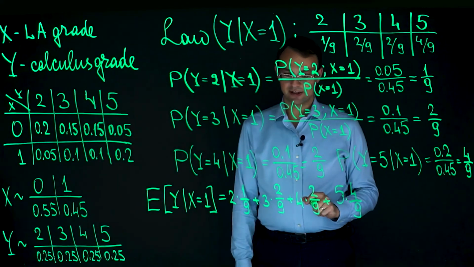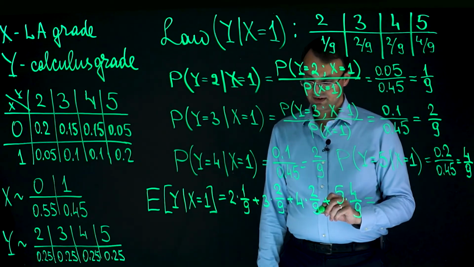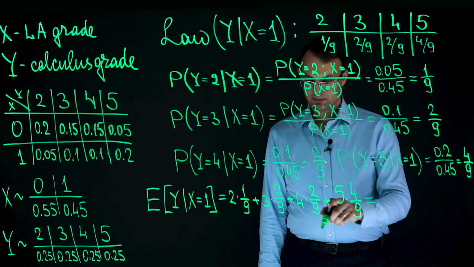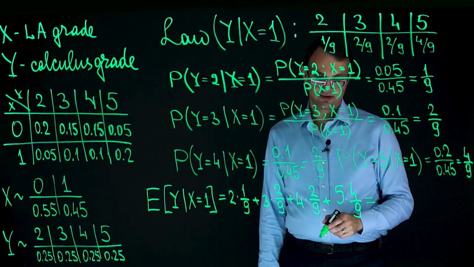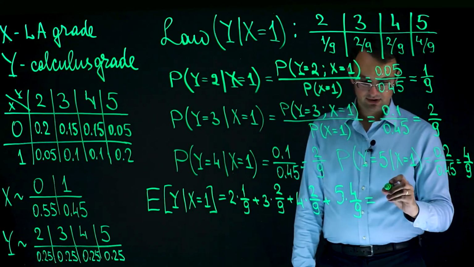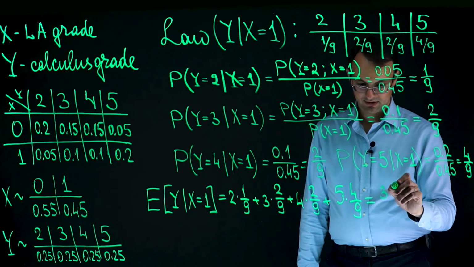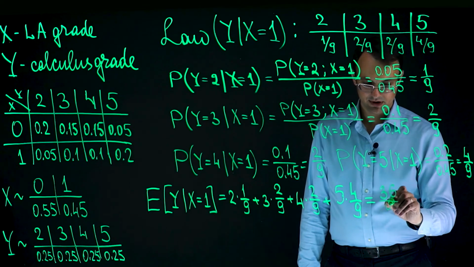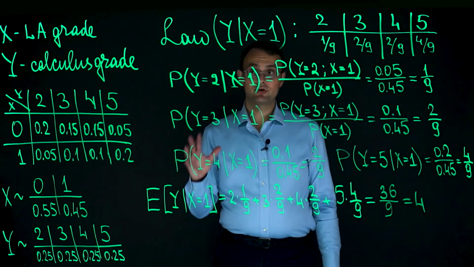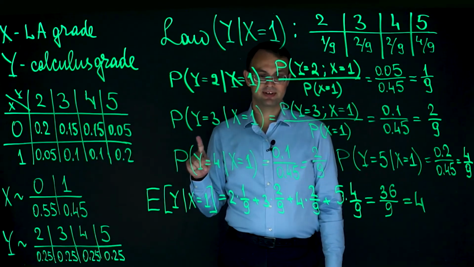So we can see that this is 2 plus 6, that is 8, plus 8, that is 16, plus 20, that is 36. 36 over 9, that is 4. So the average calculus grade for those who passed the linear algebra exam is 4.